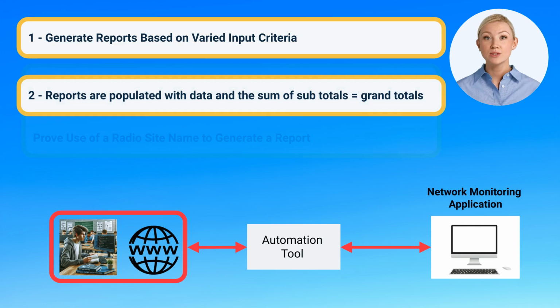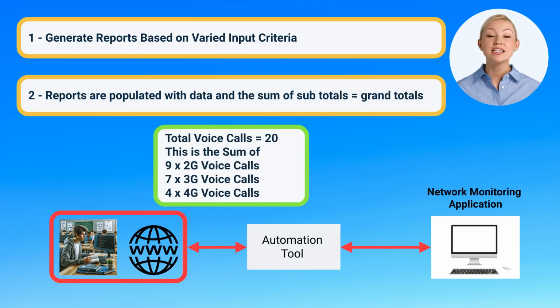The second set of tests we automate could be to prove that reports have all pages populated, and that the total of all calls equals the subtotal of combined 2G, 3G, and 4G calls, as per this example.